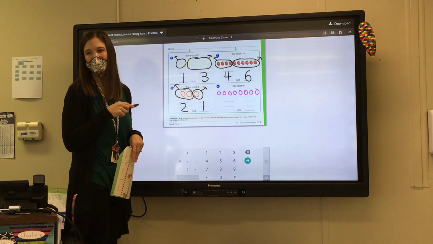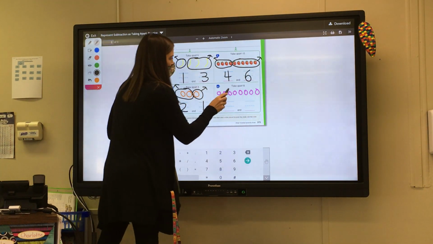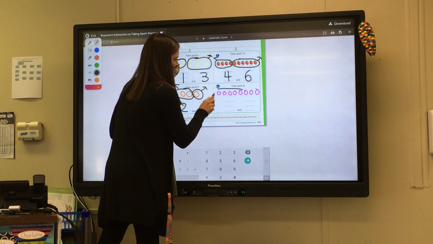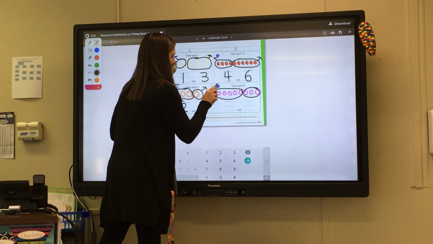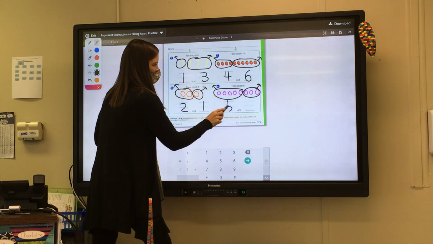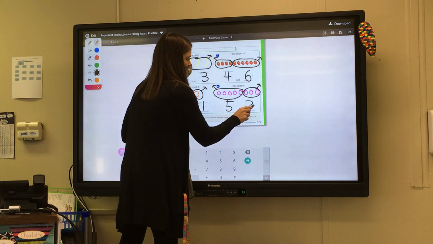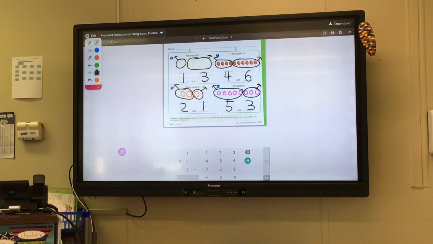I'm going to take 8 apart, 2 groups. I'm going to circle some in the first group, some in the next group here. I'm going to write how many I took apart in the first group, and how many in the second group. And then write your numbers. Okay, don't forget to write your numbers down.